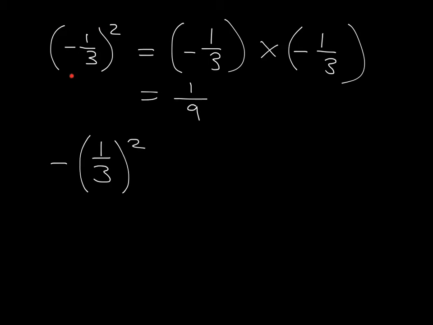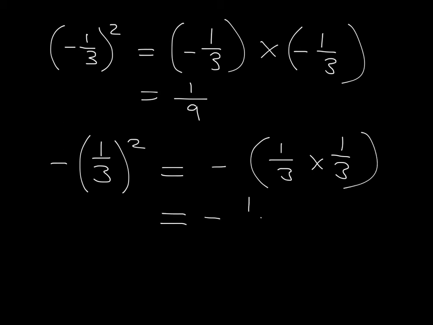In this one, the negative is included in what is squared. So you say negative 1/3 times negative 1/3, right? Whereas in this one, the negative stands outside and it's just the third that is squared. In other words, we say 1/3 times 1/3. And so our answer here will be negative 1/9.